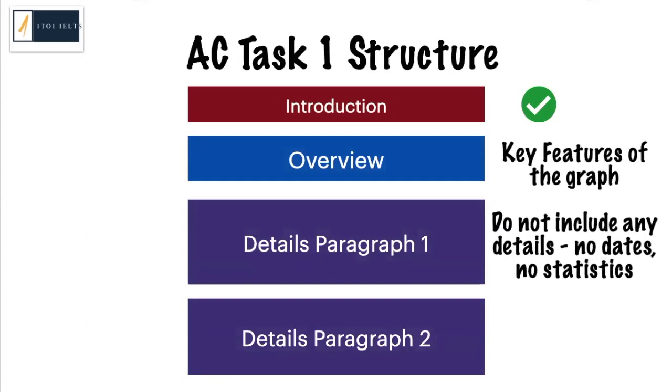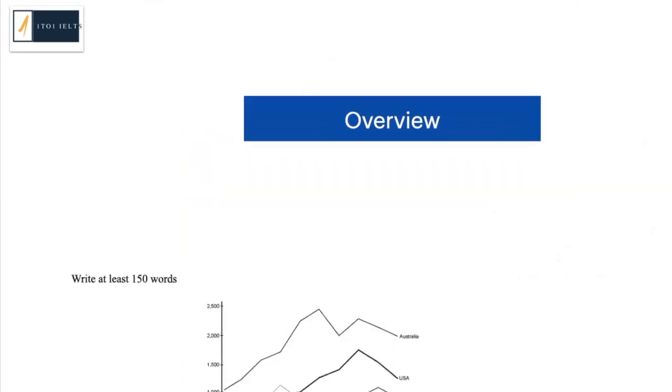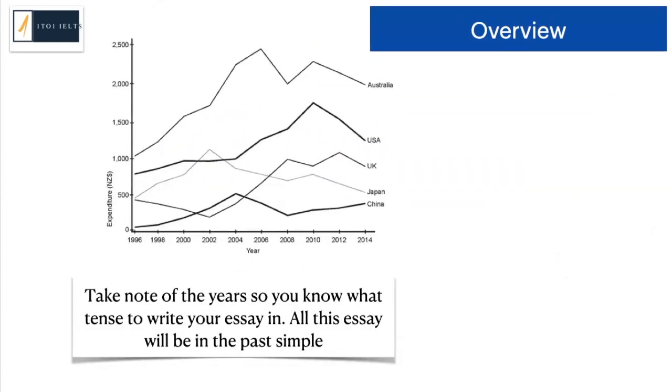The important thing to remember when writing your overview is we are not going to include any details. So there's going to be no dates and no statistics. We are just stating the key features of the graph. Always take notes of the years that are in the graph, and then we're going to know what tense to write the essay in. If we look at this graph here, it's between 1996 and 2014.